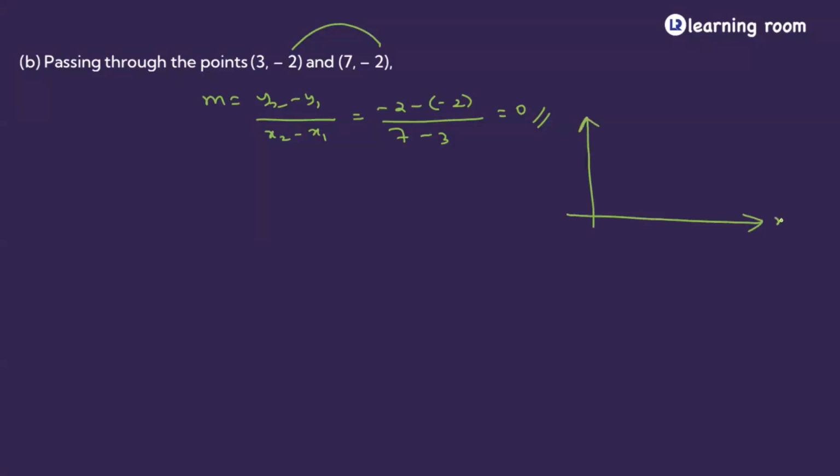So if I take this to be x and this to be y, 3, -2, which quadrant does it fall in? It's fourth. So 3, -2 will fall in the fourth quadrant, and 7, -2 will also fall in the fourth quadrant. Since this distance is 2 and this distance is 2, it is a line parallel to the x-axis. Now it makes sense. That is why the slope of a line which is parallel to the x-axis is always 0.